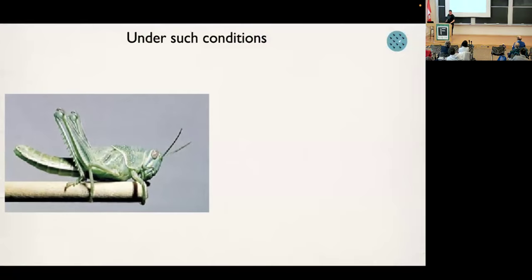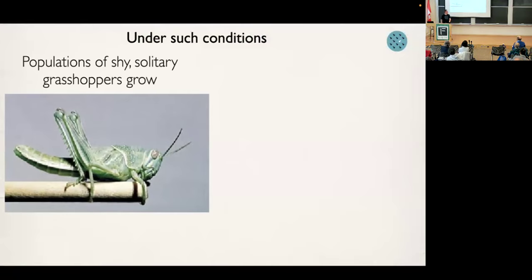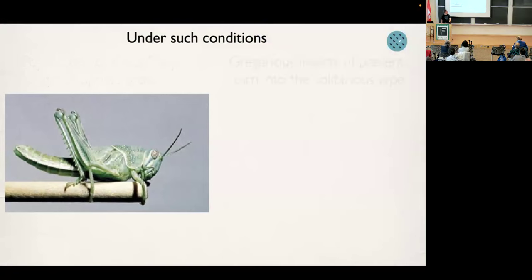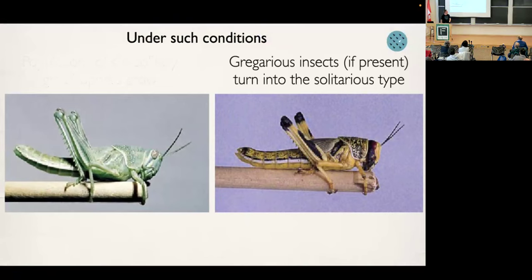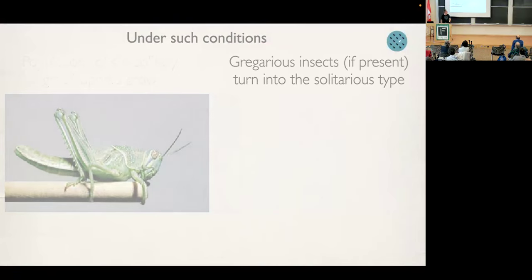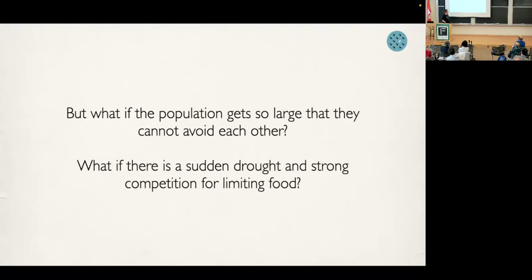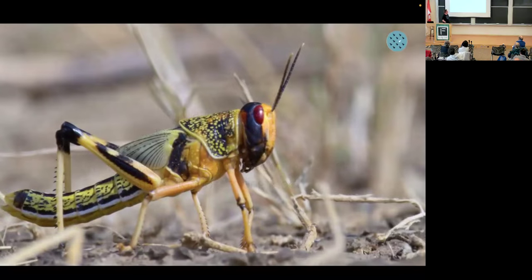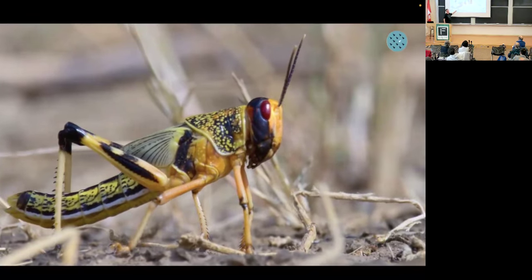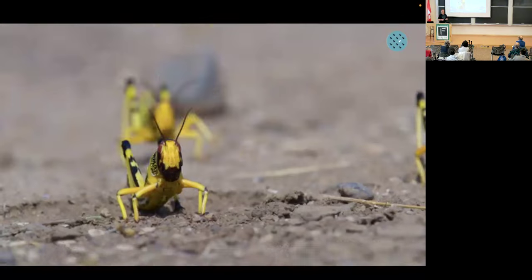Under those conditions, these populations of solitarious individuals grow. There's plenty of food, they can avoid each other. If individuals were gregarious, they actually turn back into the solitarious type. And so these populations can get large. But if the population gets too large, or if there's a drought, or they eat too much food, then they're forced to come together. And when they come together, that is when they turn into the gregarious form, and they exhibit these massive swarms.